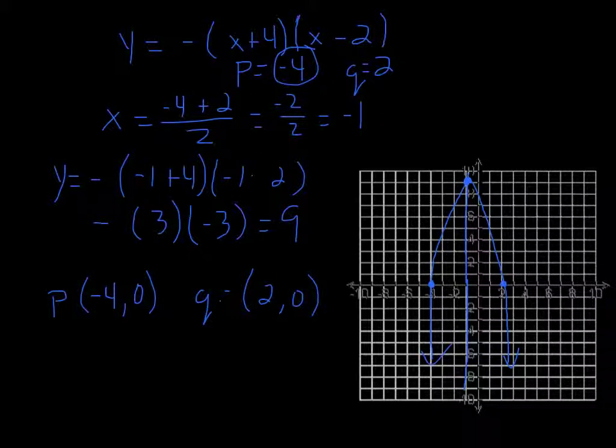And there you go. It's a pretty simple process. You should already know how to do axis of symmetry. You should already be able to find your vertex. And then you just use P and Q to find the other intercepts.